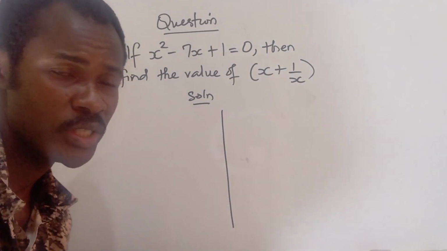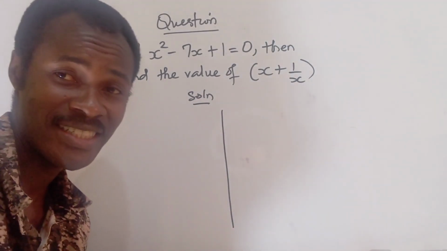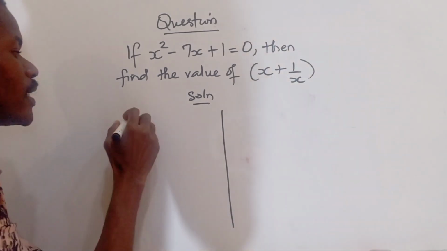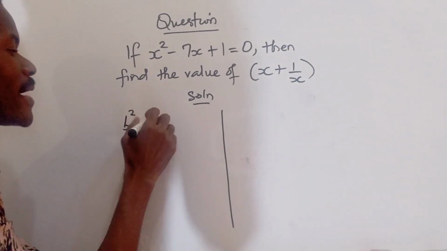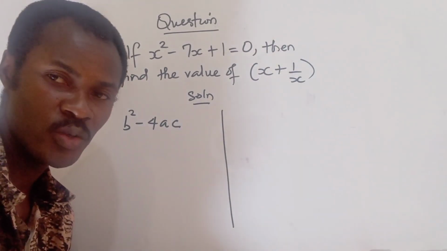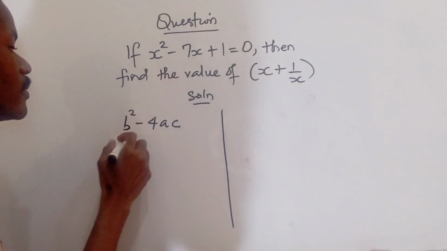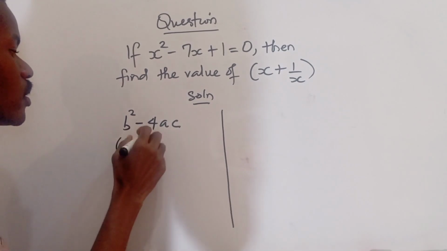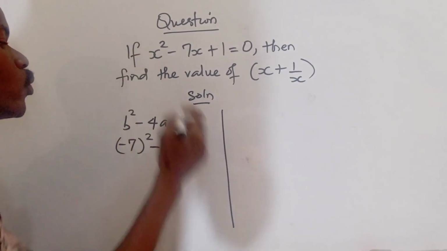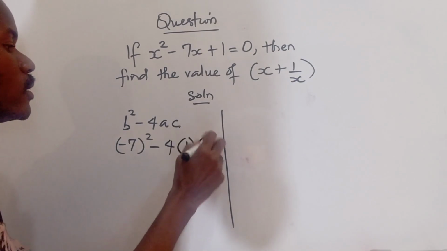Although most times when you're given a quadratic equation, you want to check the discriminant to see if it is factorizable or not. So we want to check our b squared minus 4ac, if this is going to give us a perfect square. All right. So our b is minus 7, so minus 7, all this squared, minus 4 multiplied by our a here, which is 1, okay? And our c here is also 1.